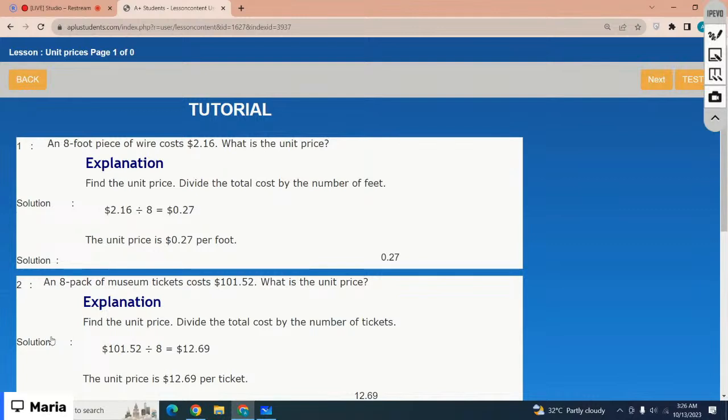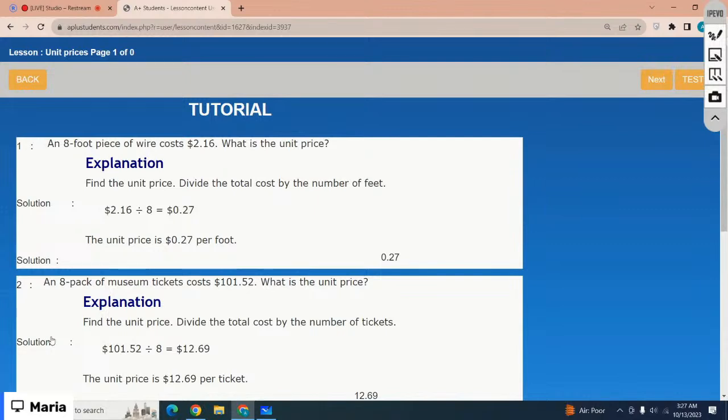Okay, let's just start with the practice questions. Let's see what is unit price, right? Unit price means you have to find the price of one thing. For example, the first example: an 8-foot piece of wire costs 2.16. The price 2.16 is for the 8-foot piece of wire, right? Unit price means we need the price of a 1-foot piece. You divide 2.16 by 8. You'll get the price per foot.